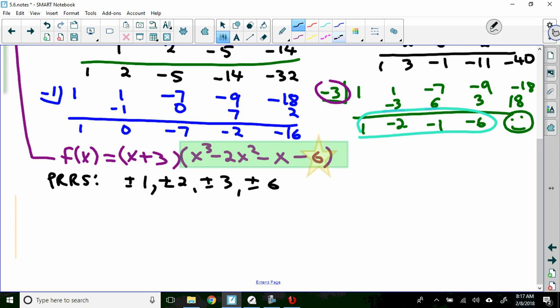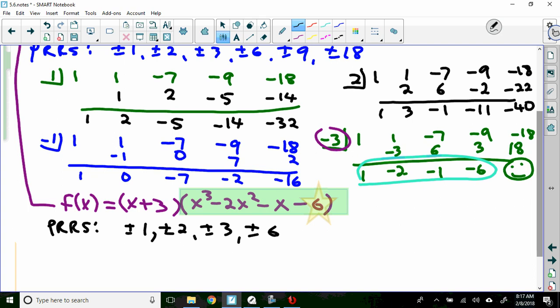And this is why you should not erase your previous work. Did 1 work the first time we tried dividing? So guess what? 1's not going to work again. Did -1 work the first time we tried dividing? No, so guess what? It's not going to work again if we divided the right way. 2 didn't work either, so we don't even have to try 2. Could -3 work again? It might. Do we want to try -3 again? All right, let's see what happens.